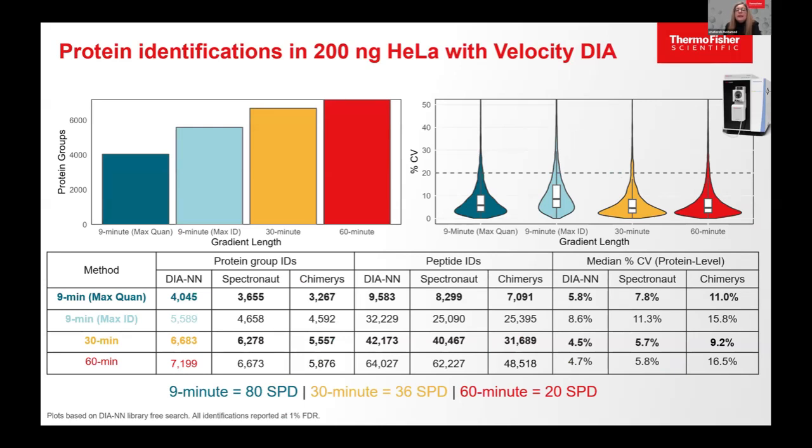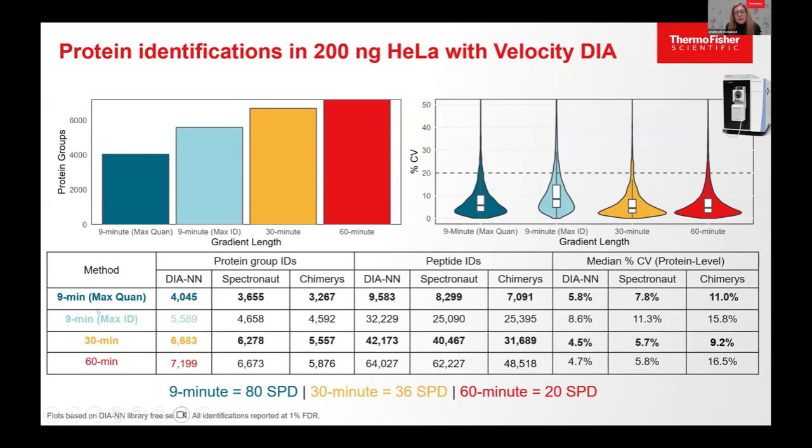And you see a really good CV of less than 15% with a 30-minute method. You see that when you go longer, you get more IDs, but at the same time your CV suffers because then you're going deeper into lower abundant proteins. A 30-minute method has a really nice balance between ID and quantification, with less than 10% CV, which is really amazing to me.